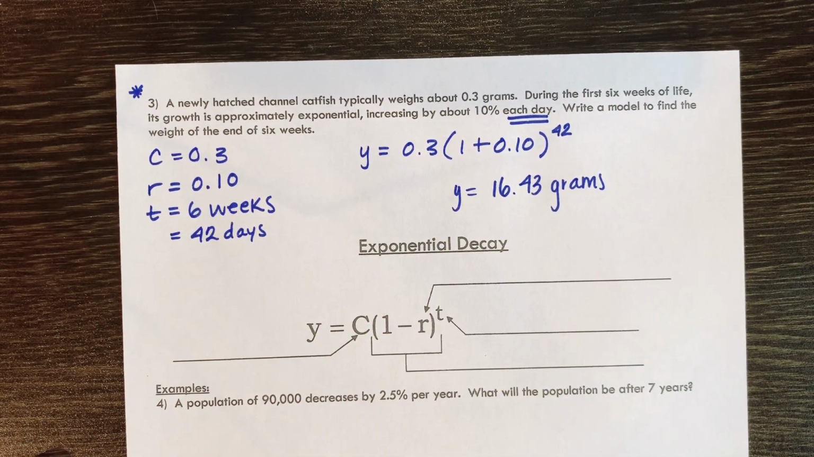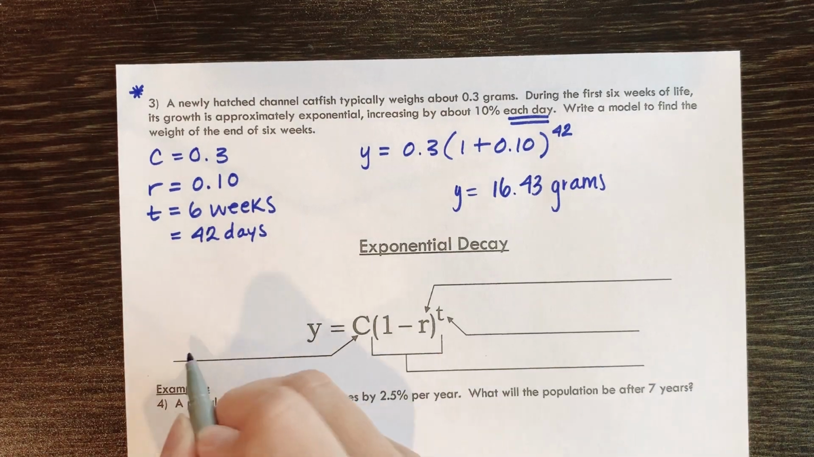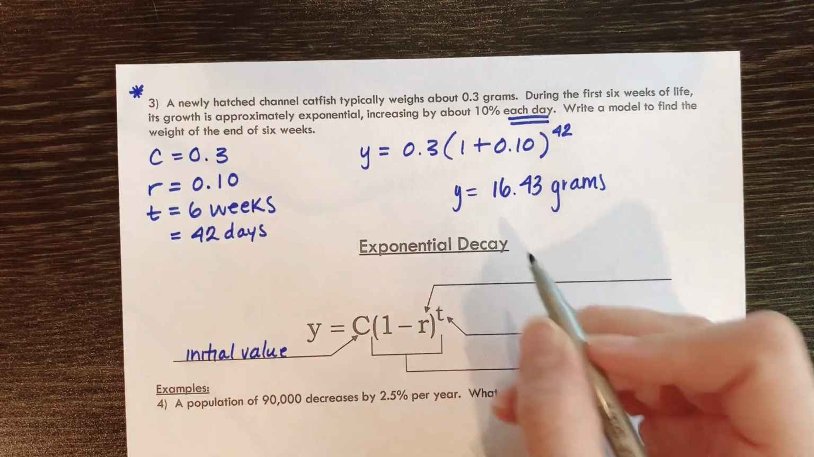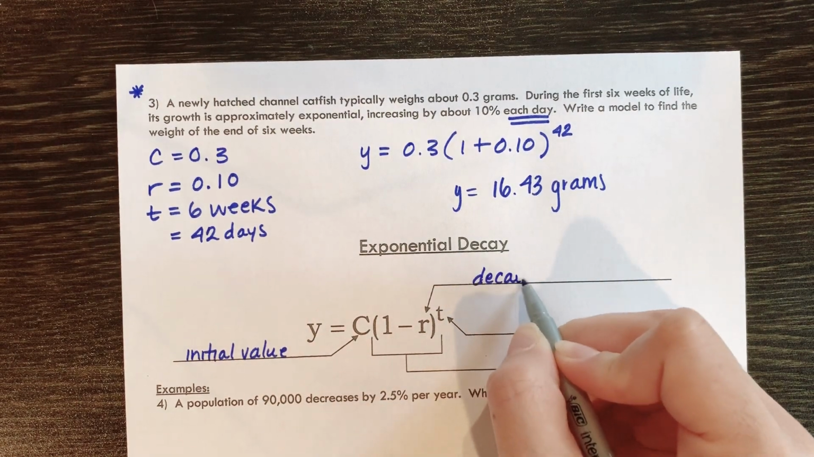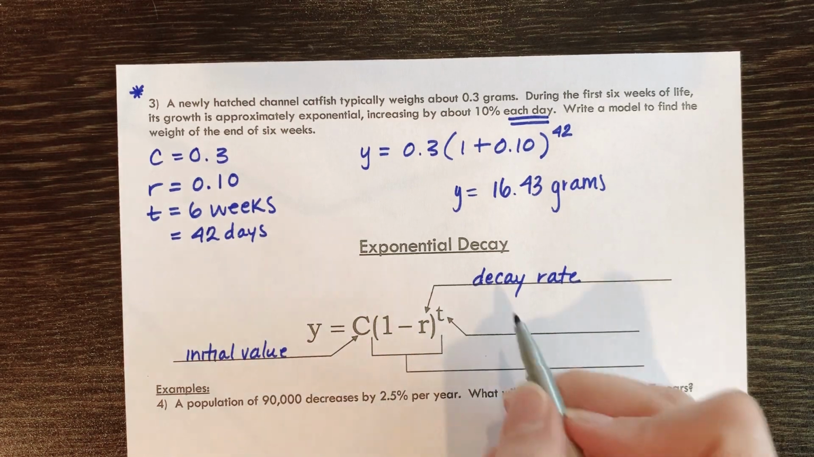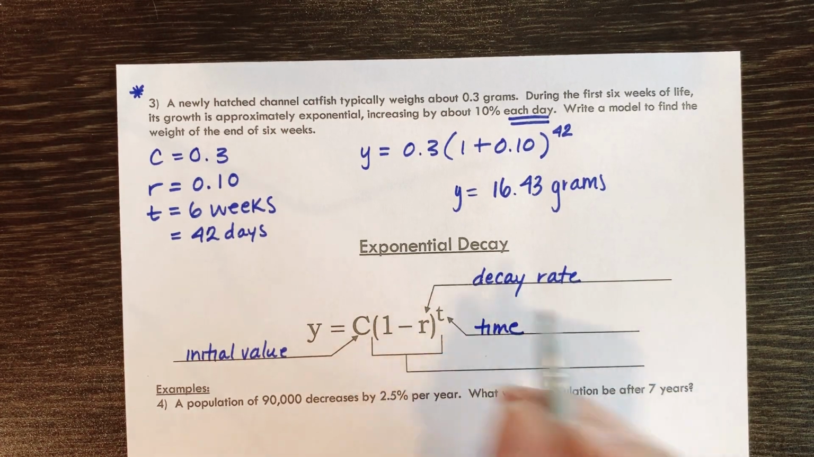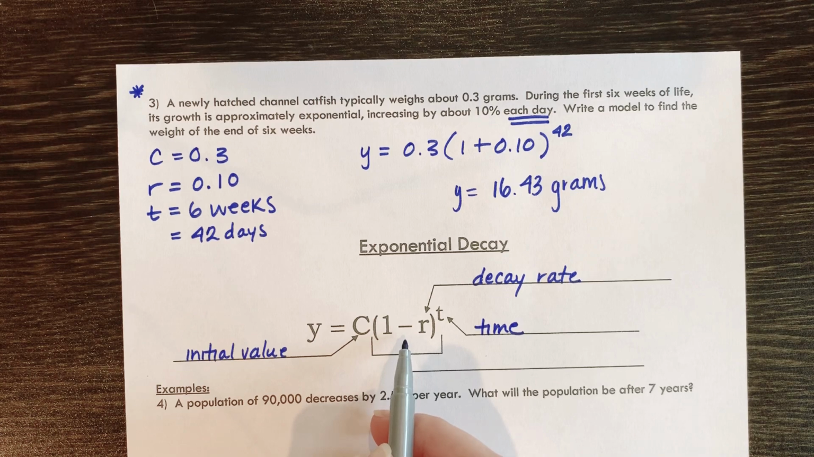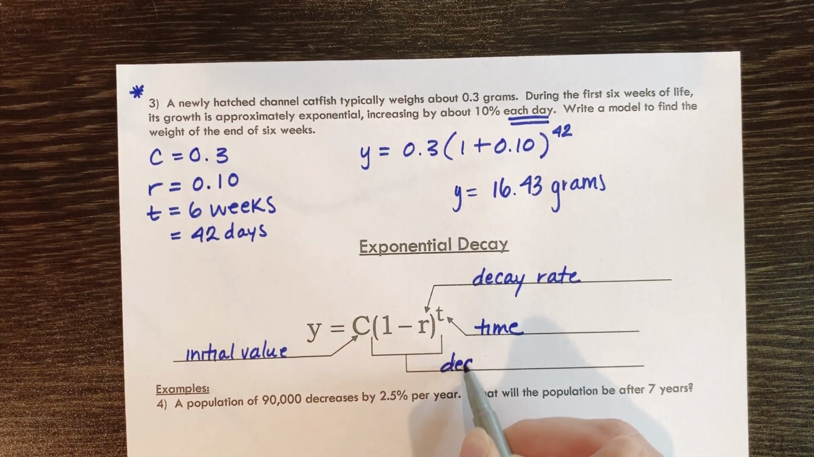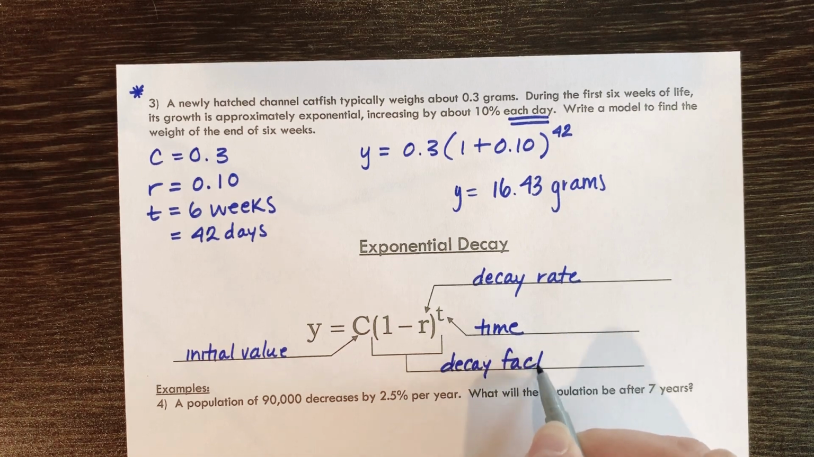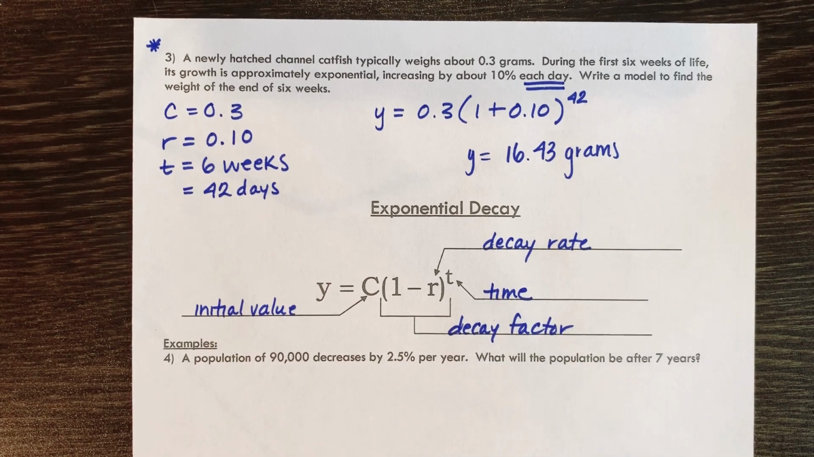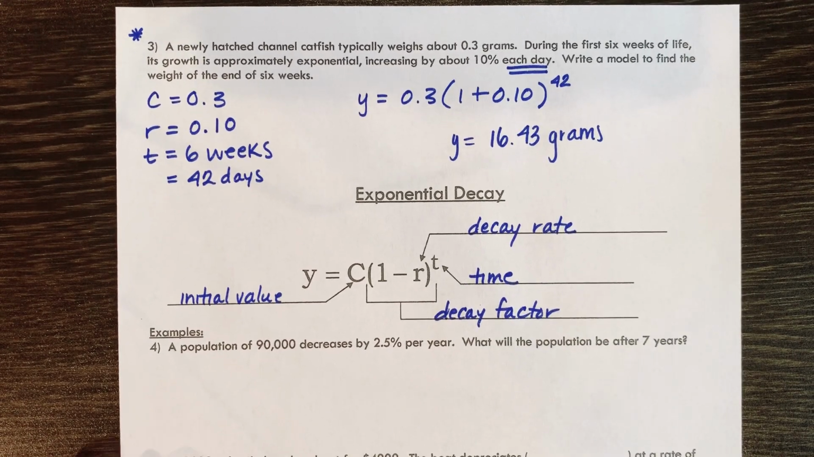That's growth. Decay looks very similar. I still have my initial value, goes out in front. I still have a rate. This time it's a decay rate. Notice the difference. I still have time. What's different? Look at that minus sign. Because it's decay, it's now a minus. This is my decay factor. So instead of adding your rate to 1, you're going to subtract your rate from 1. That is the only difference for decay.